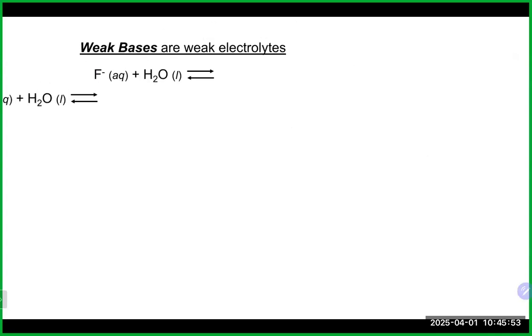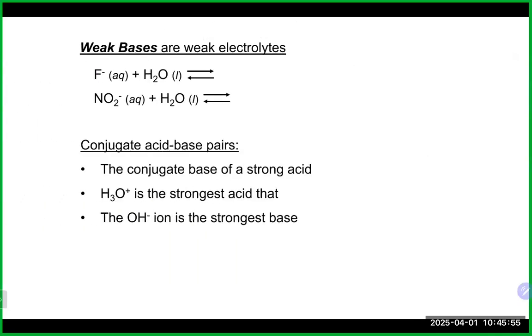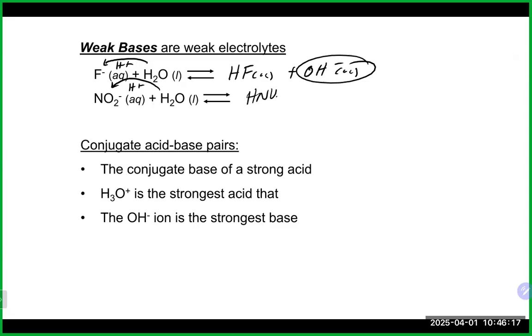Our weak bases, on the other hand, usually do not have hydroxide in them, but they will accept actually the H plus from the water, and they will actually produce the acid they come from in each case and produce hydroxide, which again is why they are bases in this case.